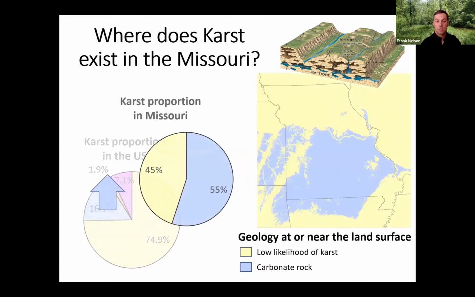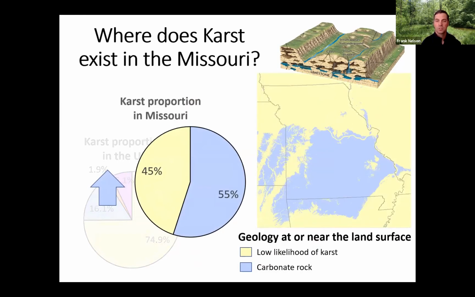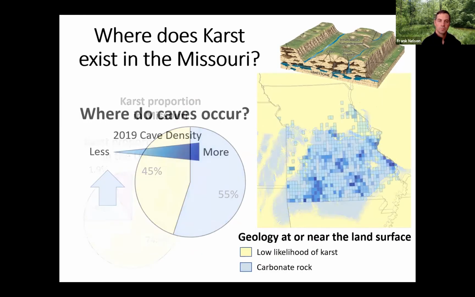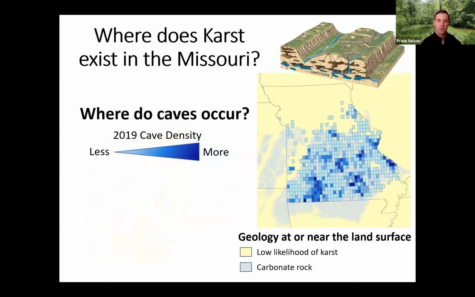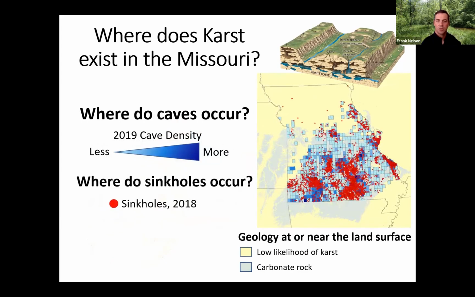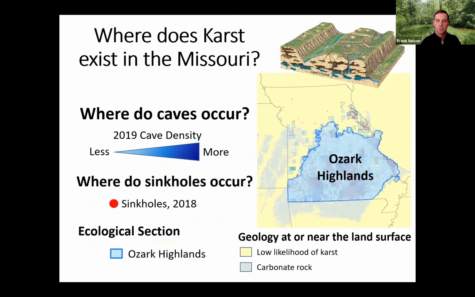However, if you look in Missouri, that proportion increases substantially to 55% of the state. And so, this is where we have our caves. This is a map of the cave density, as well as where our sinkholes occur. And so this region, this ecological section of Missouri is called the Ozark Highlands. And you can see it also extends down into eastern Oklahoma and northern Arkansas as well.